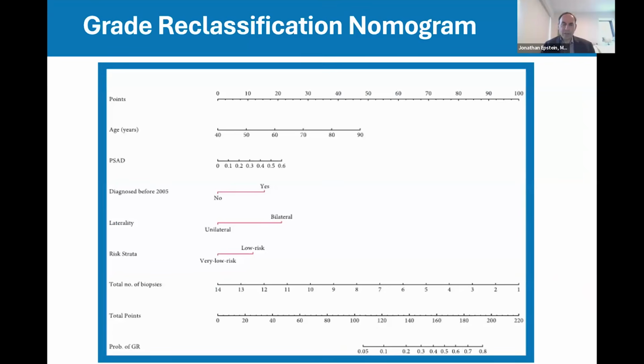And what we found is you can give points to all these. So let's say you're 70 years old, you come up here and you get 28 points. You look at your PSA density, you go up there, you see how many points that is, when you're diagnosed, et cetera, et cetera. You add up all the points, and then you come down here and you say, what's the chance on a subsequent biopsy of having worse cancer, higher grade cancer?